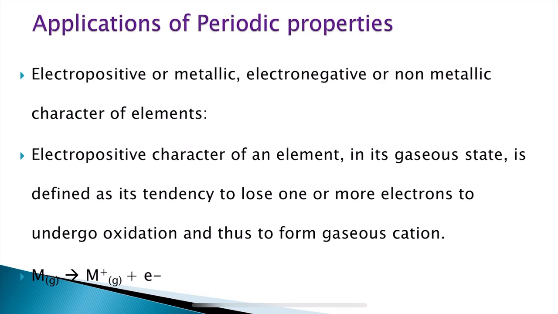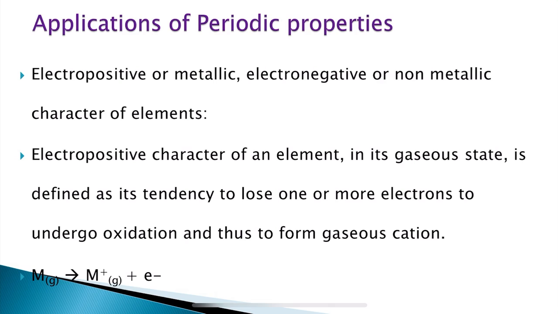In this session, let us understand the various applications of periodic properties. By studying these periodic properties, what is their significance? The basic law governing the modern periodic table states that the properties of elements are periodic functions of their atomic number. These properties reappear at regular intervals or follow a particular trend at regular intervals. This phenomenon is known as the periodicity of elements.